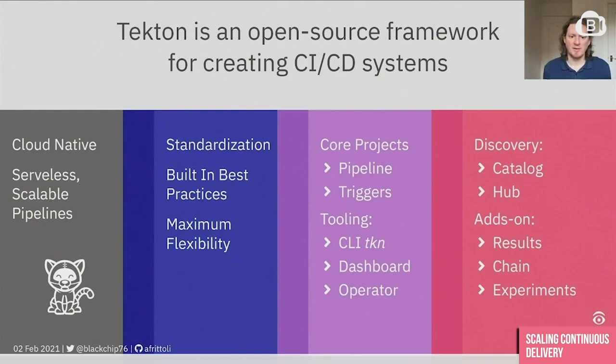Tekton aims for standardization and giving built-in best practices when running your workflow. One of the core tenets of Tekton really is maximum flexibility in the way you set up your workflow. Tekton is made of different projects, the core ones being pipeline and triggers, plus we have some tooling like CLI and dashboard and operator, and we have some projects dedicated to discovery of tasks and add-ons that I will discuss in more detail later.